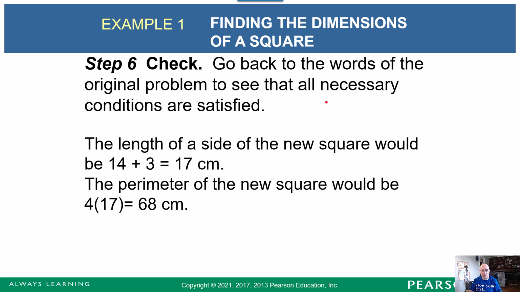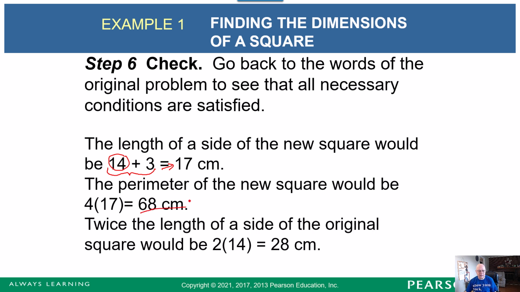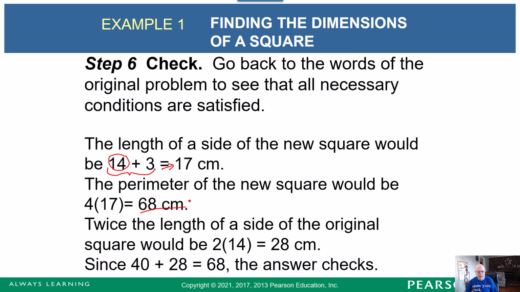Number 6, check. Go back to the words of the original problem, and using that 14, make sure that everything that was there is satisfied. So the length of the side of the new square, since the original was 14, the new square would have a side of 17 centimeters. And the perimeter, 4 times that, 68 centimeters. Twice the length of the original square would be 2 times 14, that's 28. Add 40 to that, 68. It checks. Good job.